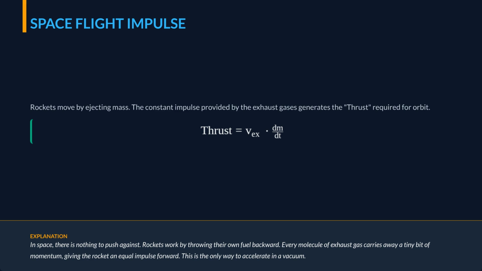Rockets utilize spaceflight impulse by ejecting mass. The constant impulse generated by the exhaust gases creates the thrust needed to accelerate in a vacuum and reach orbit.